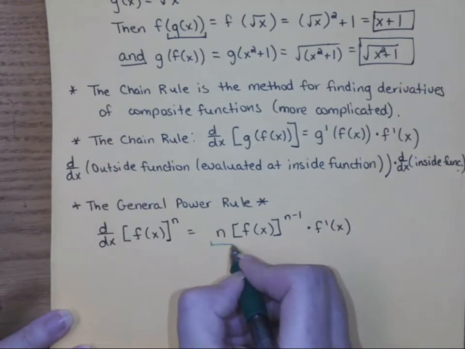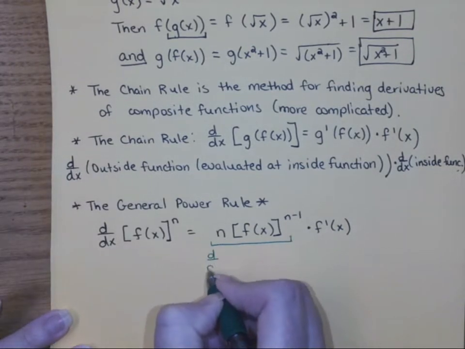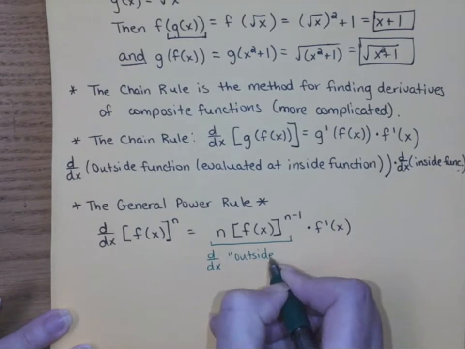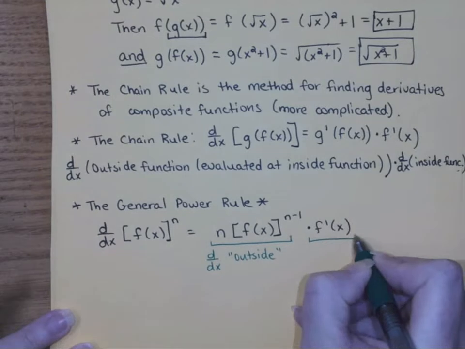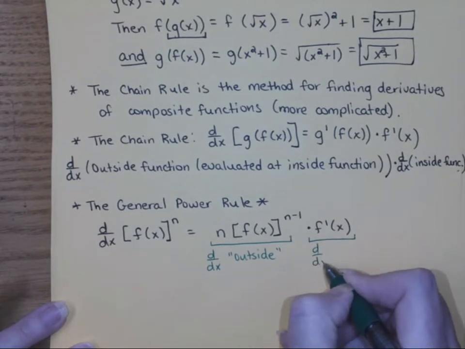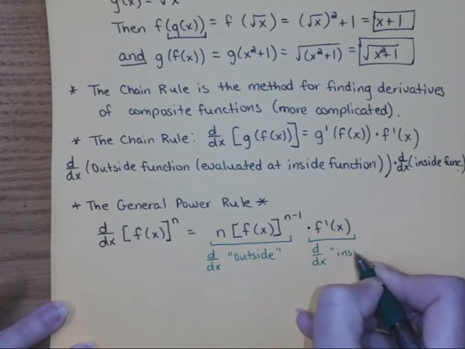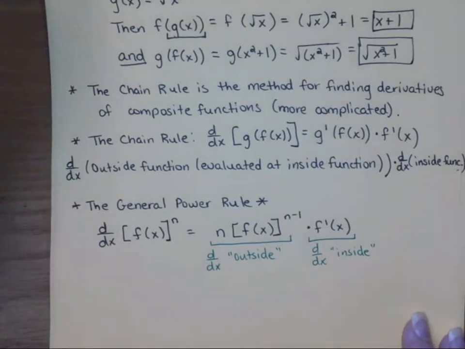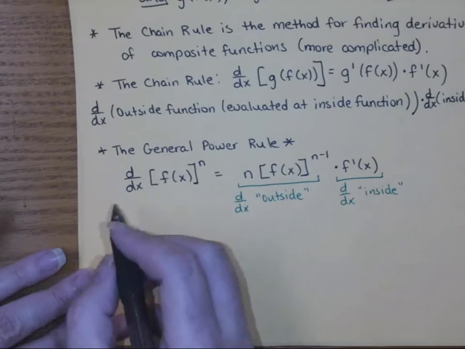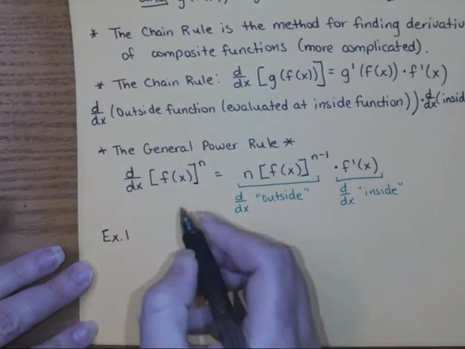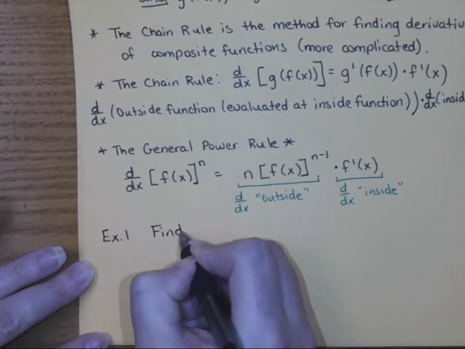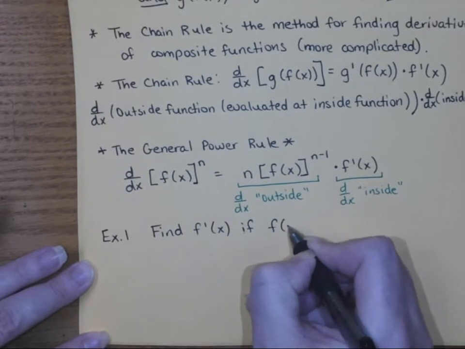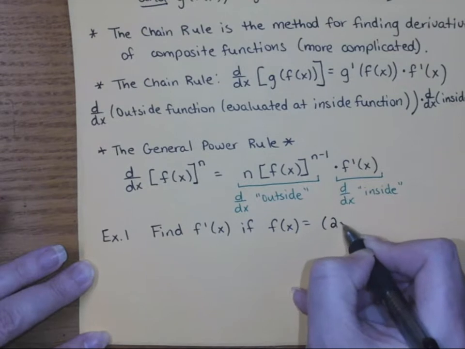This is how I like to explain these. It's the derivative of the outside, meaning move the power to the front and reduce the power by 1, and then times the derivative of the inside. What it's going to allow us to do is open up lots of different types of problems that we can find the derivative of that we wouldn't have been able to easily do before. So let's take this first example.